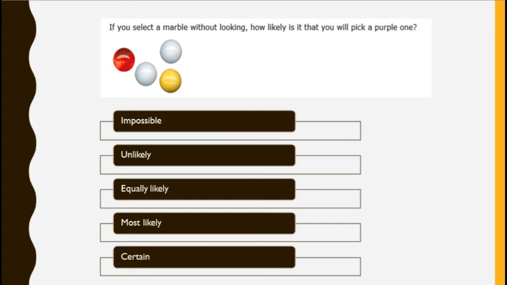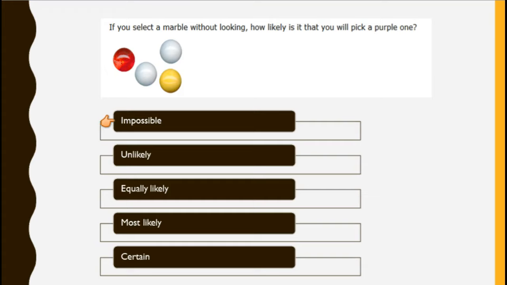Okay, let's take a look at this example now. This is from IXL. If you select a marble without looking, how likely is it that you will pick a purple one? These are your choices. How likely is it? It's impossible, right? That's when you use that word, when there isn't any. That's the only time that you can use the word impossible.